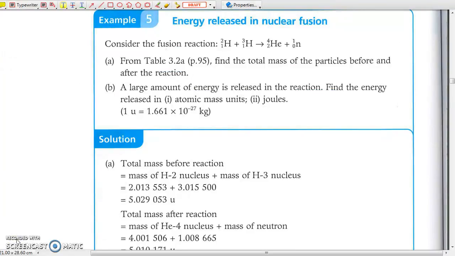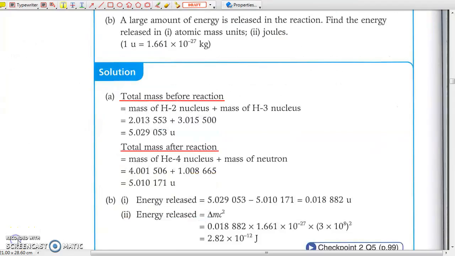Example 5. Energy released in nuclear fusion. As energy is released in nuclear fusion, the total mass of the product of the reaction must be smaller than the reactants. So you have to find the total mass of the two sides first, and then find the loss in mass, and lastly convert it into energy.